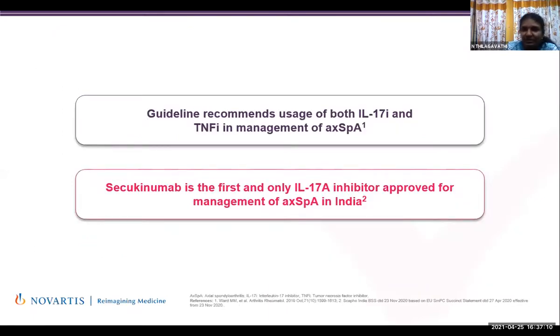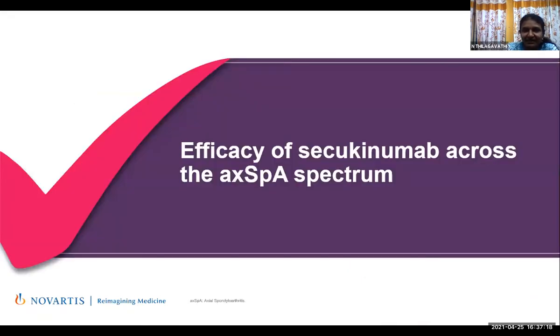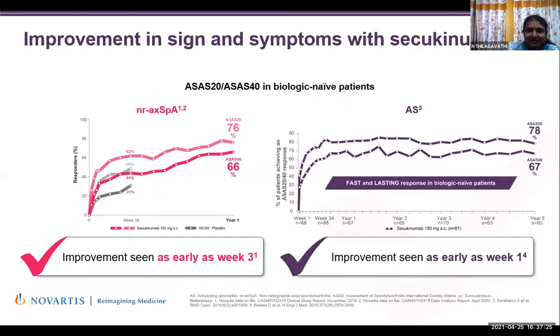So as I told you, secukinumab is the anti-IL-17A inhibitor approved for axial spondyloarthritis in India. Let us have a quick look at the effect of secukinumab. In both non-radiographic axial SpA and ankylosing spondylitis, improvement is seen very early, within weeks 1 to 3, and the efficacy is seen.